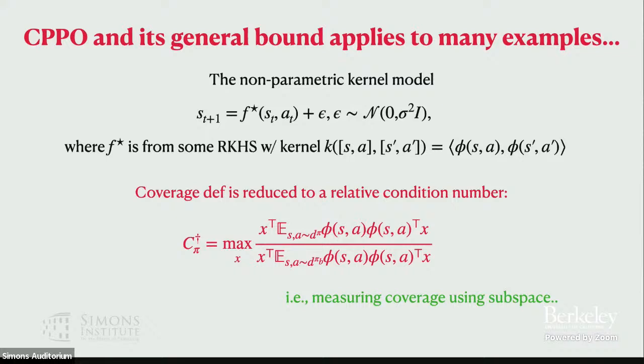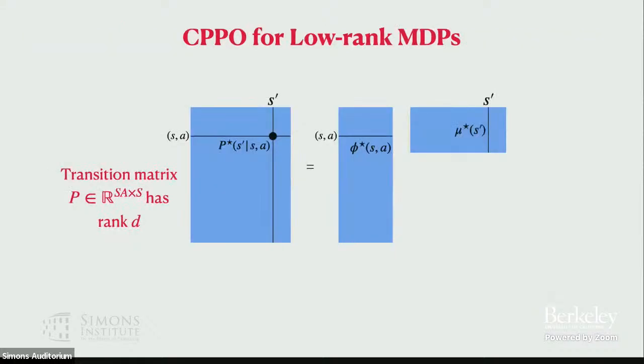Another example that I really like is the low rank MDPs. Let me just spend maybe 1 minute talking about the low rank MDPs. So in this low rank MDP, we have this transition matrix, which is indexed by state action pair and the next state, S prime. So we have this big matrix where every entry in this matrix is the probability of transiting to S prime given SA, right? And this could be a very large matrix when you're looking at large MDPs.